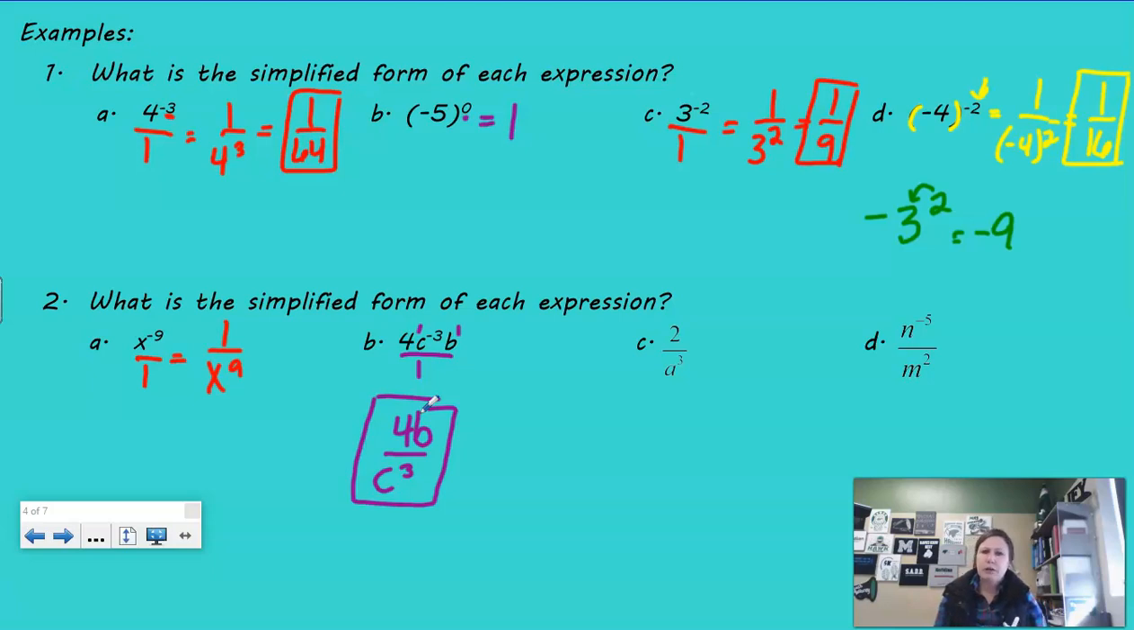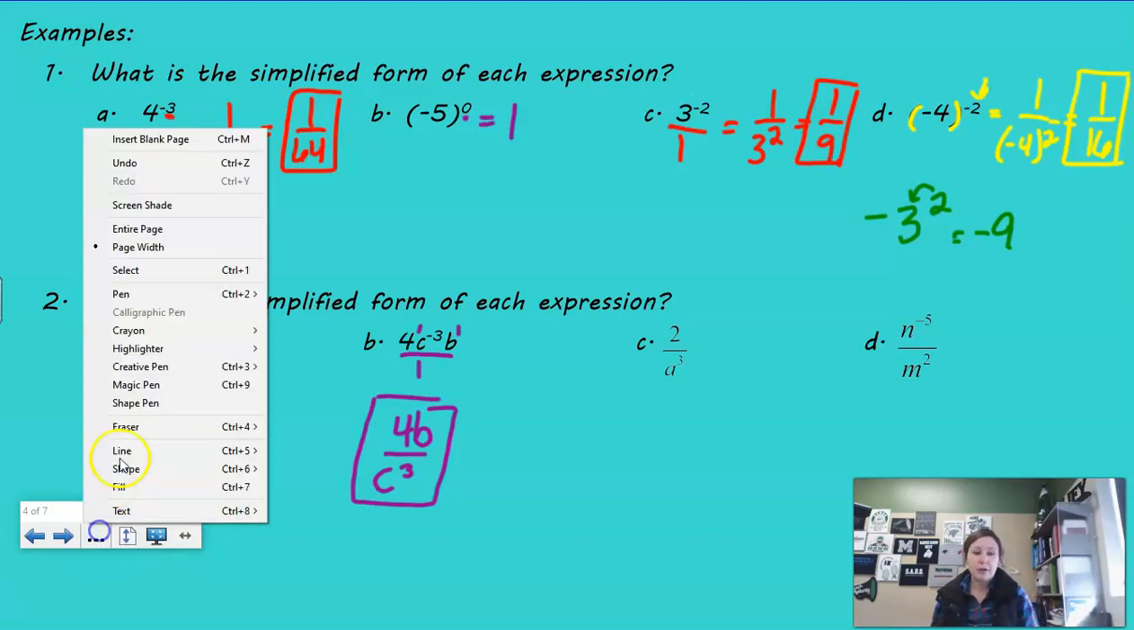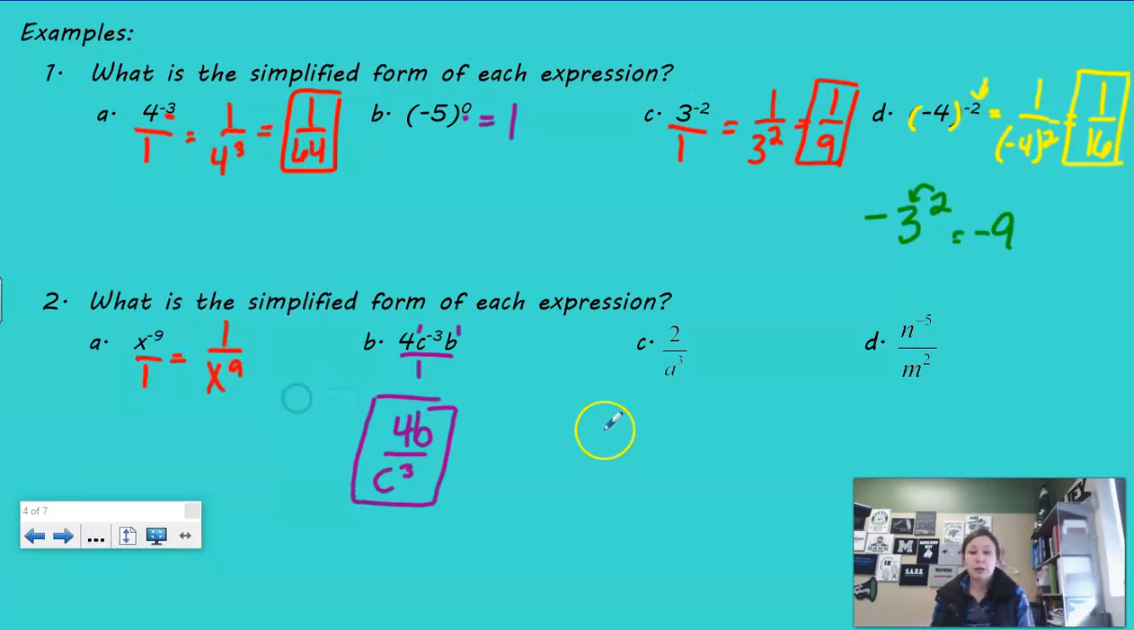Now, some of you might be looking at part C going, did she make a typo? No, I didn't. This is simplified. There's no negative exponents, and you're going to get some problems like this, and all you're going to do is tell me that they're simplified already.